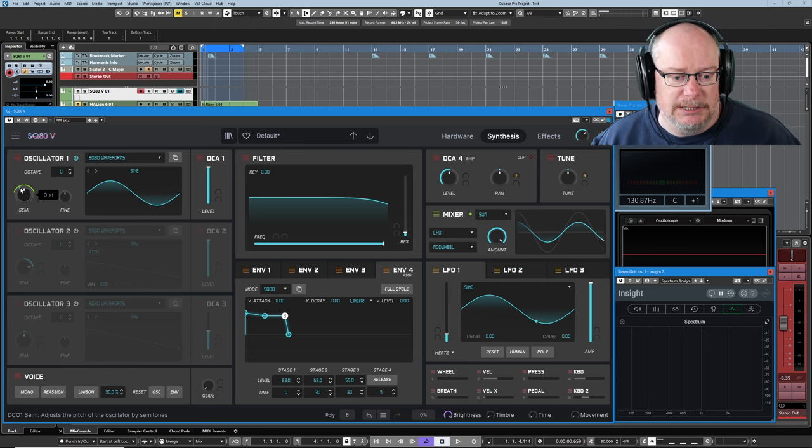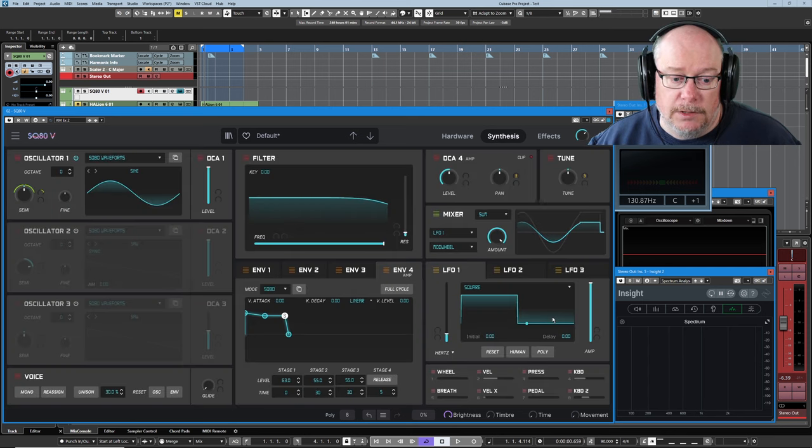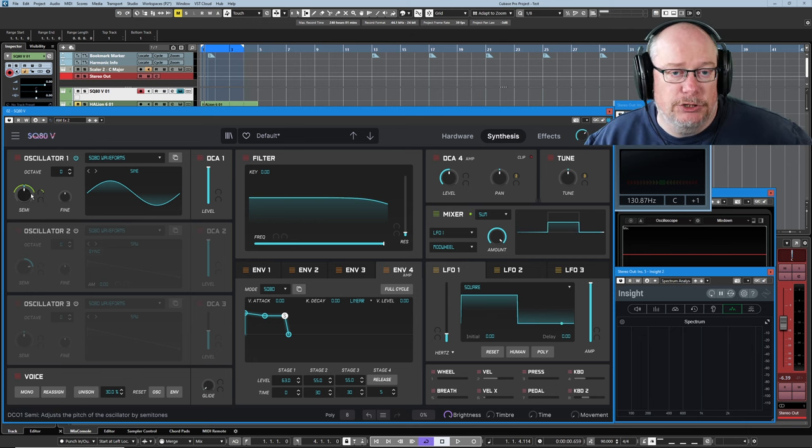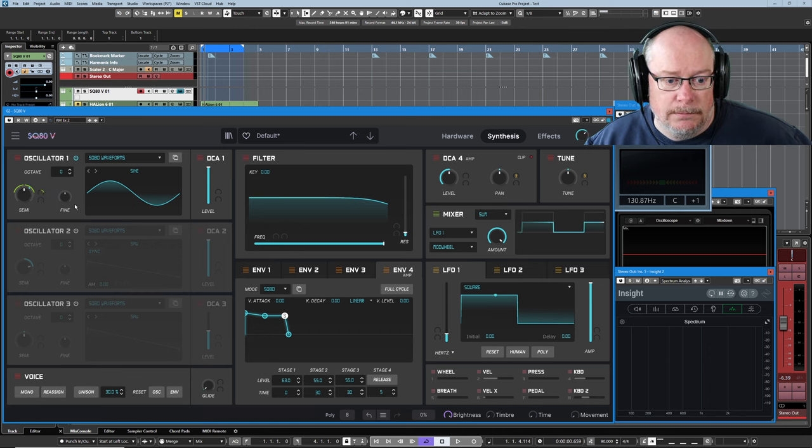If I switch the LFO to a square wave, a square wave oscillates between 0 and 1. It has no negative values. And so the modulation range that you see operating now is from 0 to halfway up. It doesn't really matter how big this arc is, it's just an amount. The important thing is that the modulation range is half of the total positive arc.